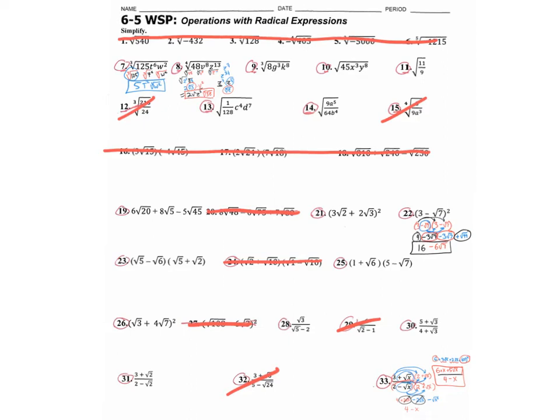So on this section, 6.5, we're still simplifying radicals, but we're doing operations with radicals. We are going to be adding, subtracting, multiplying, even distributive property, even the FOIL method with binomials that involve radicals, like square roots in this case. So let's just go through.